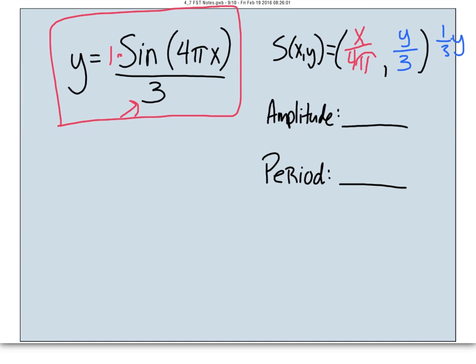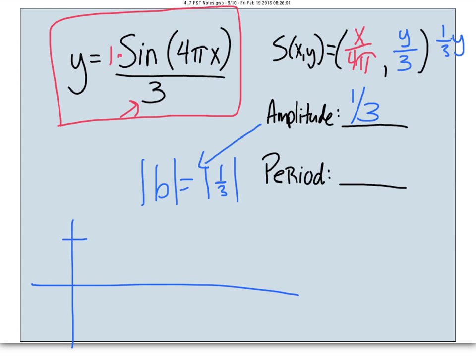Okay, let's remember, the amplitude is just the absolute value of the vertical stretch or shrink. Well, what's happening here, vertically, it's divided by 3 or times by 1/3. So for the amplitude, I'm just going to say the absolute value of 1/3, or it's 1/3. Which means the humps, when we graph the sine function, aren't going to be at 1, they're going to actually max out at 1/3 at the most for their height.